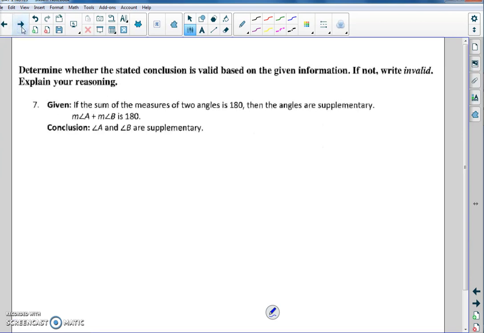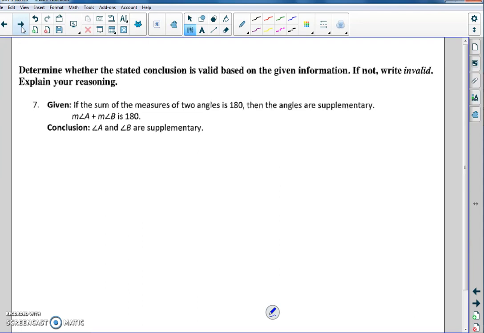Okay. On the next section, determine whether the stated conclusion is valid based on the given information. If not, write invalid. Explain your reasoning. So in the notes, you looked at different types of reasoning. You talked about inductive reasoning and deductive reasoning. Deductive was the one that was based on laws and rules and facts. Inductive was the one where you looked at examples, you looked at patterns. Some examples were the weather forecast and a science project as examples of inductive reasoning. What we're looking at now is really deductive reasoning.